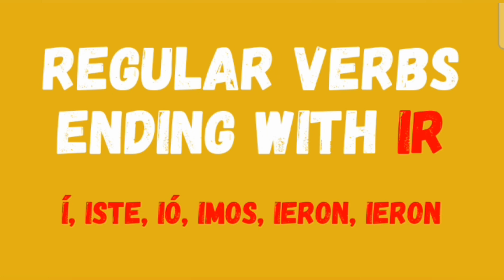Now, if you have the personal pronoun nosotros, the ending of your verb has to be imos. Now, if you have the personal pronoun you in the plural form, the ending of your verb has to be ieron. The same with the personal pronoun they, which means ellos or ellas in Spanish, and the ending of your verb has to be ieron. So let's see some verbs so you will understand this better.